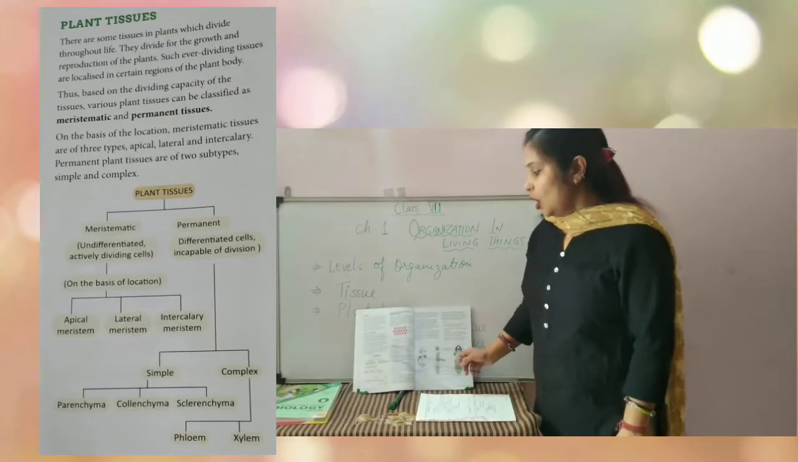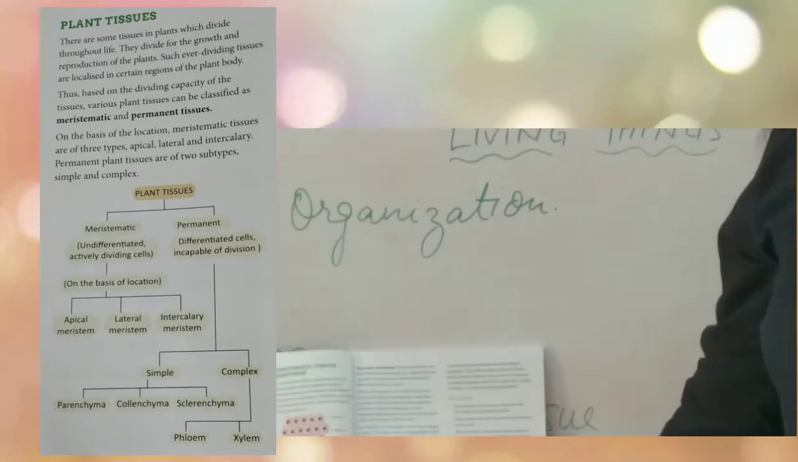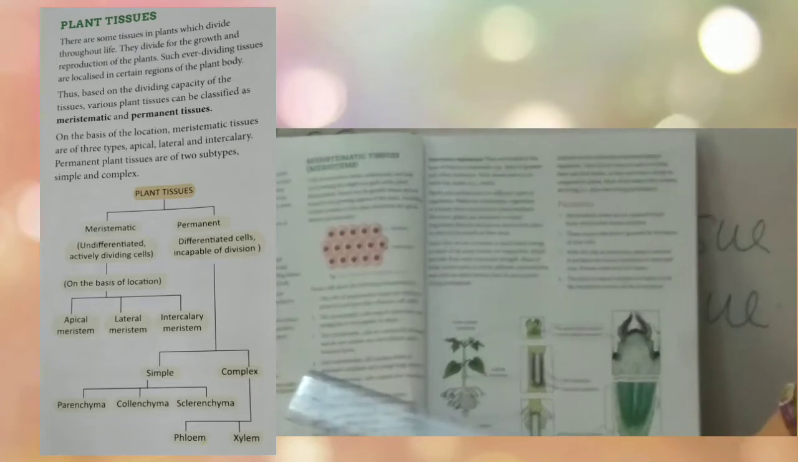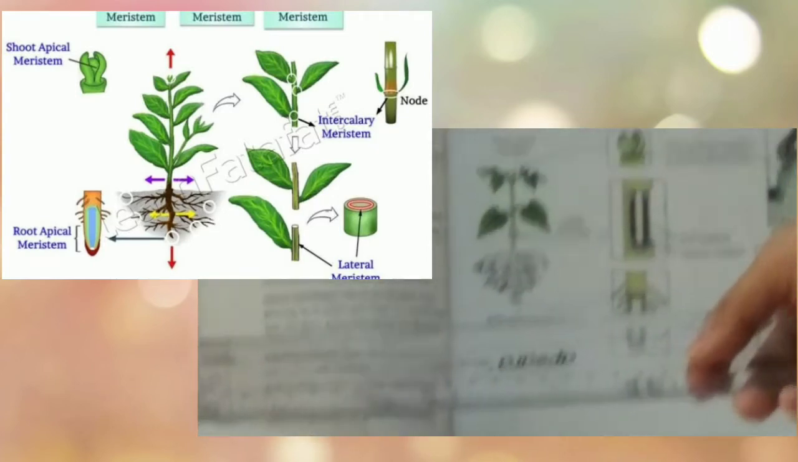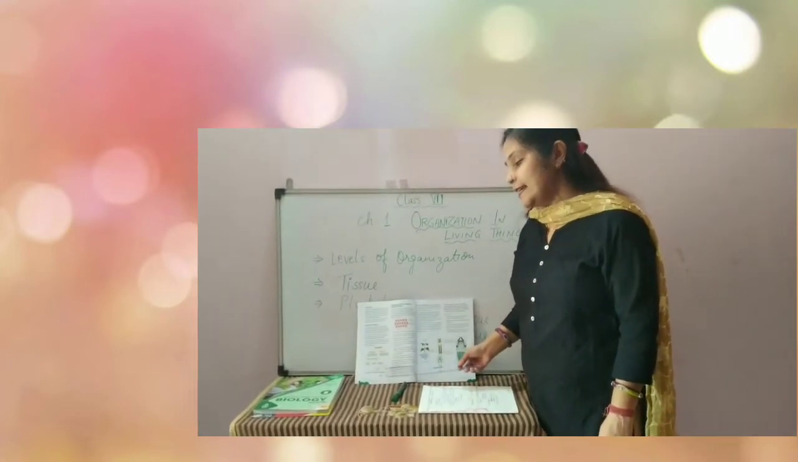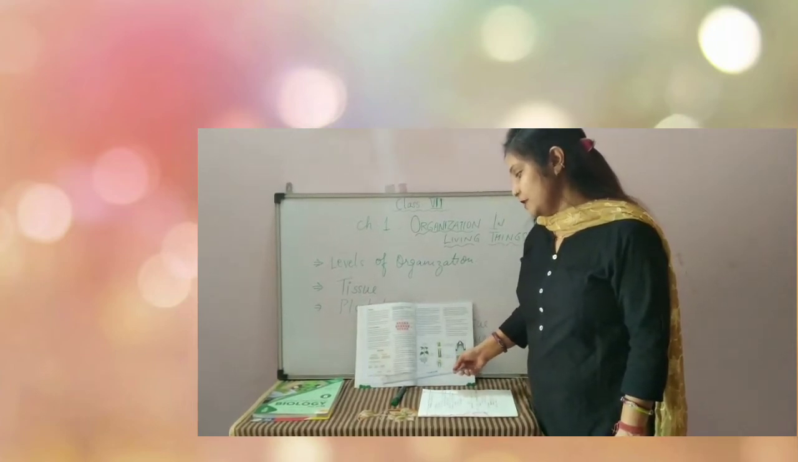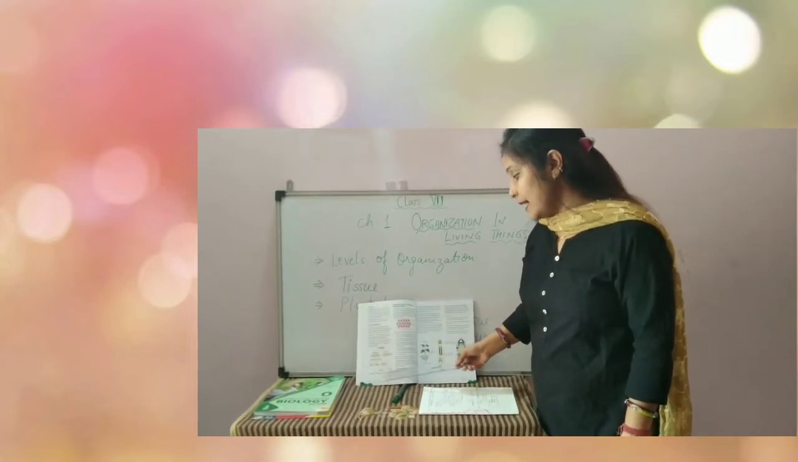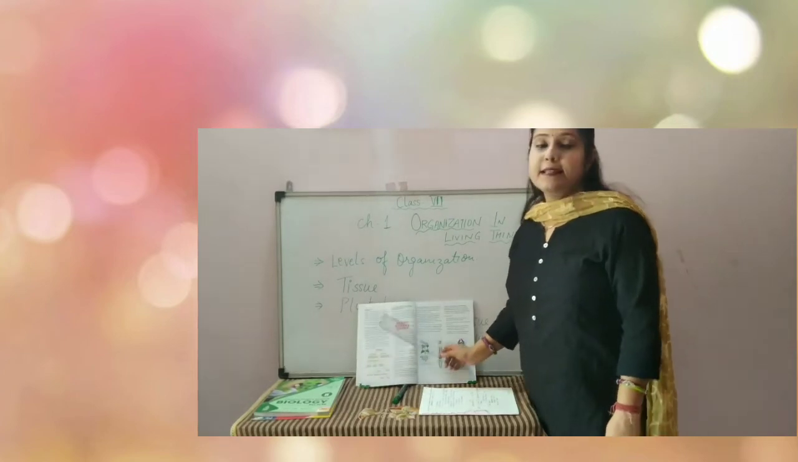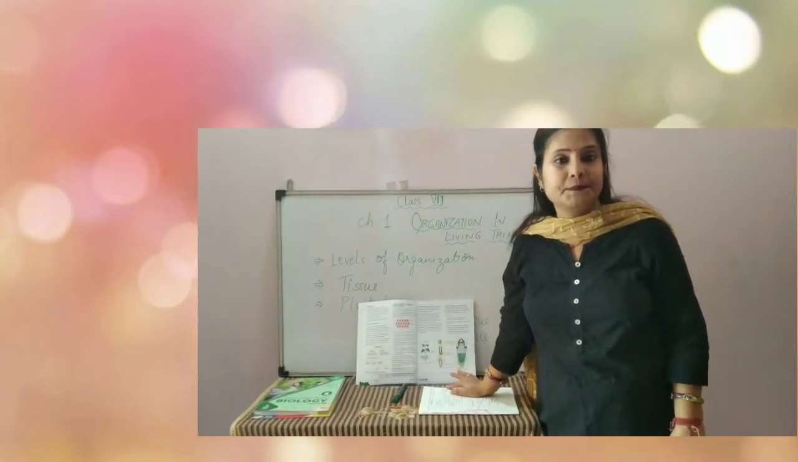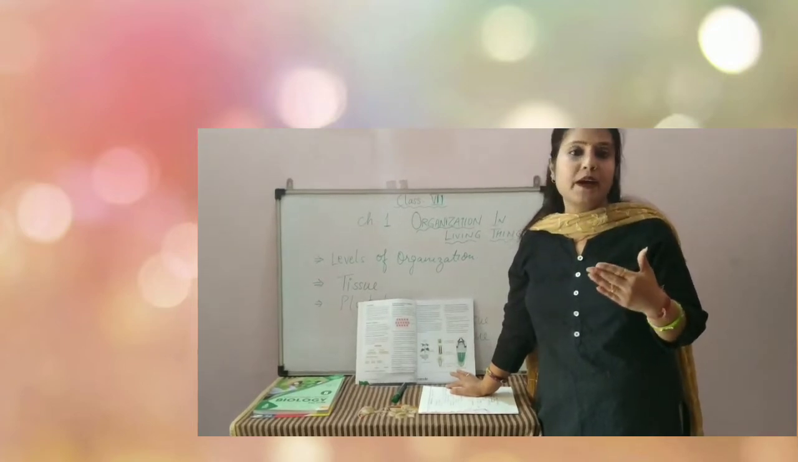Meristematic tissue, on the basis of location in the plant where it is situated, can be divided into apical meristem, lateral meristem and intercalary meristem. Now, permanent tissue is divided into two types, simple and complex. Simple has three types of tissue: parenchyma, collenchyma and sclerenchyma. And complex is divided into phloem and xylem. These we will discuss one by one.